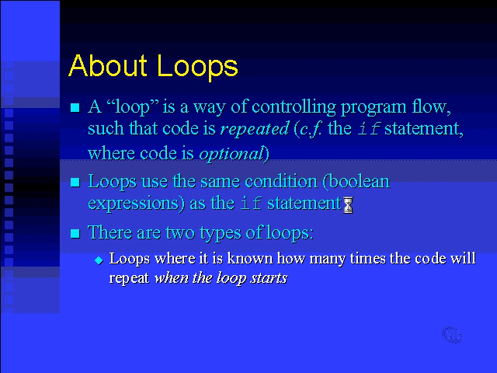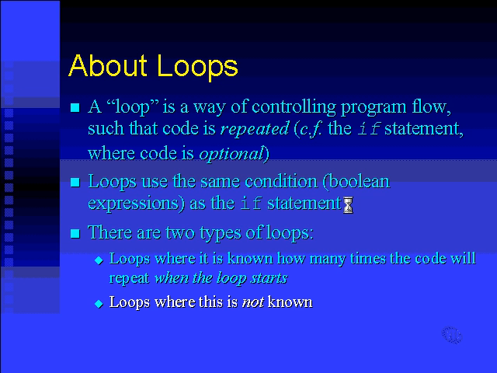Firstly, there are loops where it is known at the time when the loop starts how many times through the loop the code will execute. What does that mean? Well, imagine a program is running, executing line by line until it gets to the beginning of a loop. Now, at that point, the program may or may not know how many times through the loop the program is going to execute. That gives us the two types of loops.